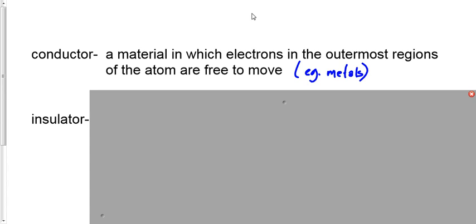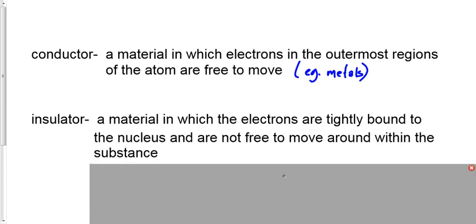Now our other term is an insulator. And you can imagine an insulator is the opposite of a conductor. An insulator is a material in which the electrons are fairly tightly bound to the nucleus and are not, well, I should say not free, not as free to move around within the substance. Insulators can conduct.